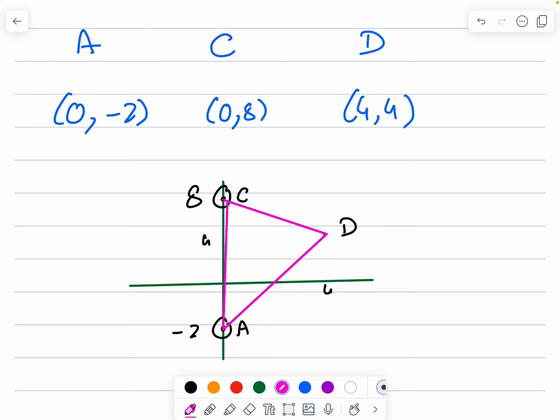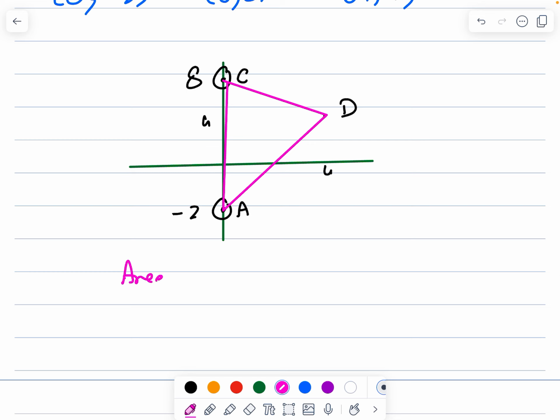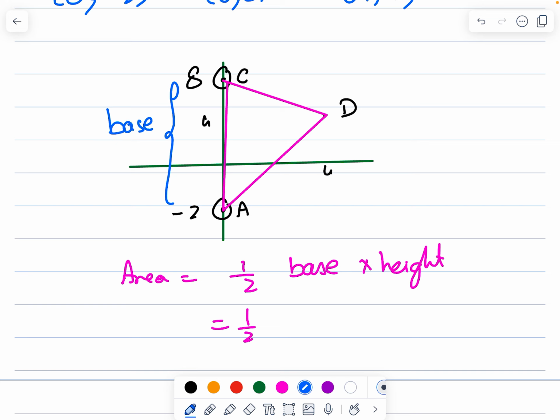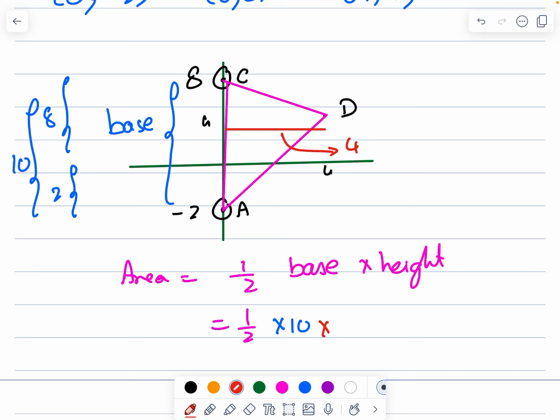So area of a triangle is half base times height. This is going to be the base, which is nothing but what? This is 8 and this is 2. So the total base is 10. Then the height. This is going to be the height, which is nothing but how much? 4. So half times 10 times 4, what's going to be the answer? 20 is the area of the triangle. Half base times height.